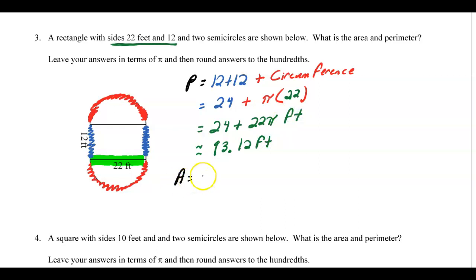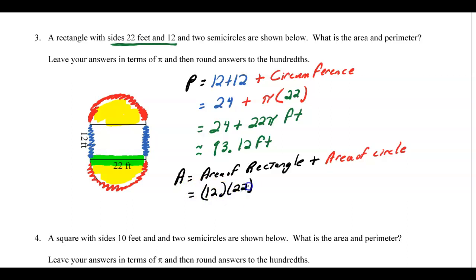The area is going to be the area of the rectangle plus, if you put the 2 semicircles here that I'm highlighting in yellow together, you get a full circle. So the area is going to be the area of the rectangle plus the area of the circle. So the area of the rectangle is going to be 12 times 22, which is 264, plus pi times the radius squared.